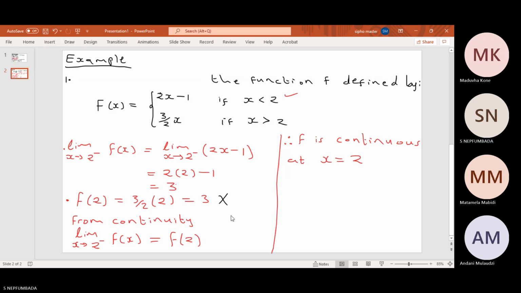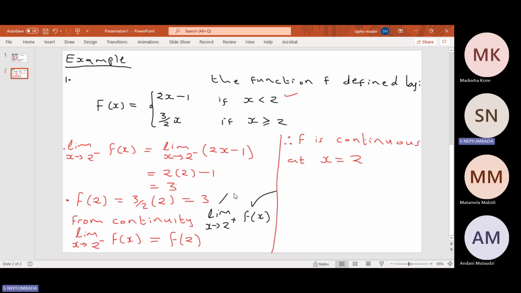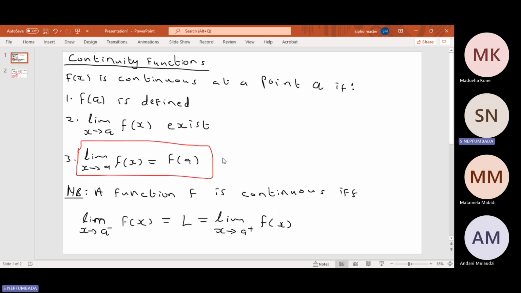Are we good? Yes. We are going to apply the limit of x approaching 2 from the right of f at x, but because there is an equal sign, there is no use for us to go there. So since the first solution is equal to the second solution, it means our f is continuous at x equals 2, because from continuity, the limit of x approaching a of f at x is equal to f at a.